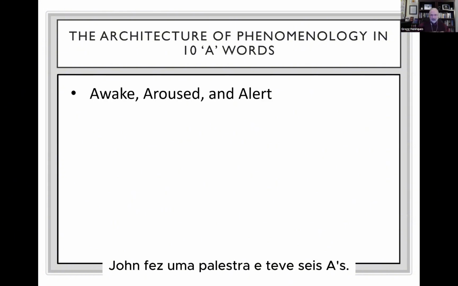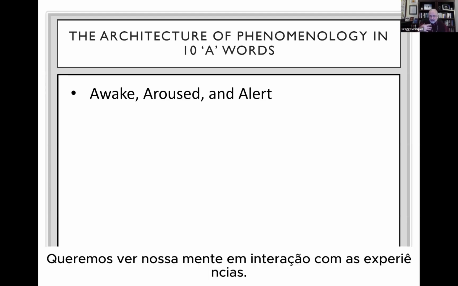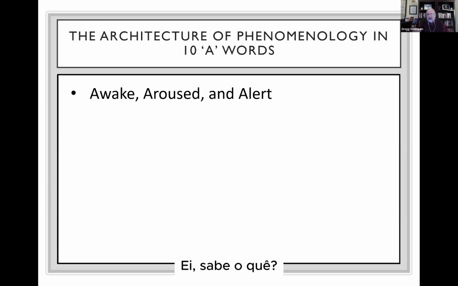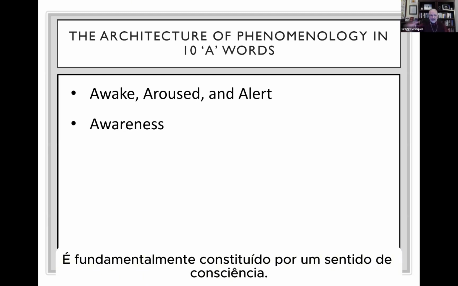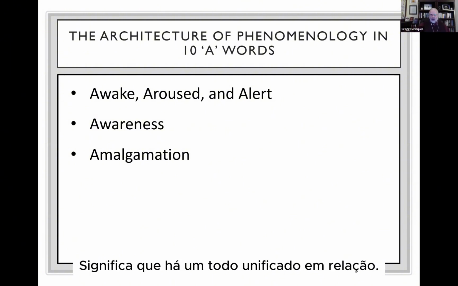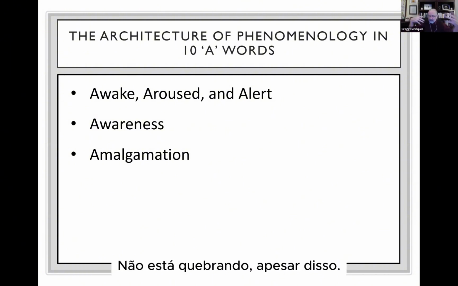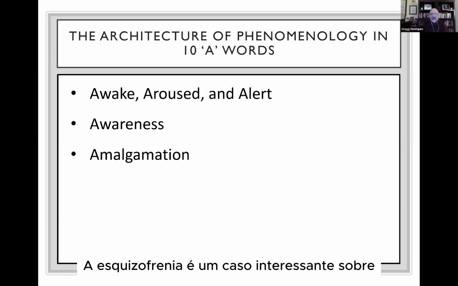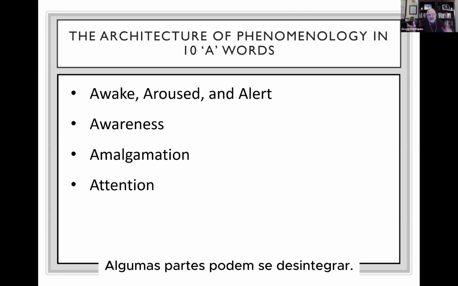John did a lecture that had 6 A's. I built off of that and added a few. We want to be able to see our Mind 2 experience as being, hey, you know what? It comes online. It goes offline. It has different levels of arousal, of alertness, and awakeness. It is fundamentally constituted by a sense of awareness. It's an amalgamation experience, meaning there's a unified whole, it's not breaking, although schizophrenia is an interesting case where you could suggest that some of it may come apart.